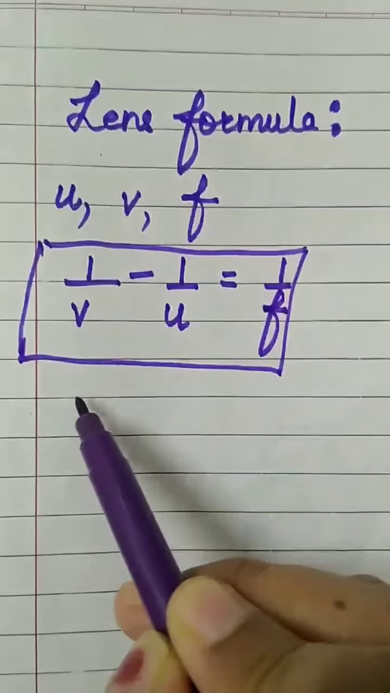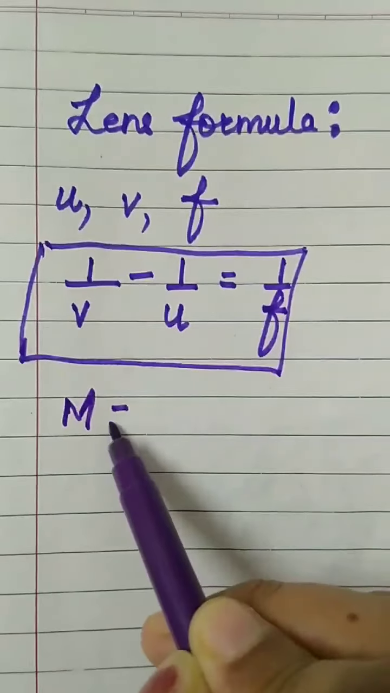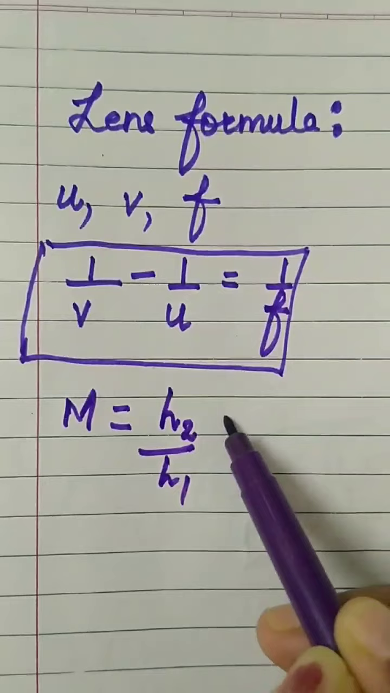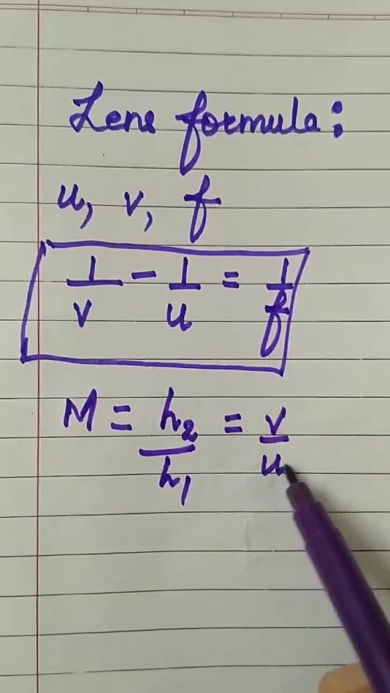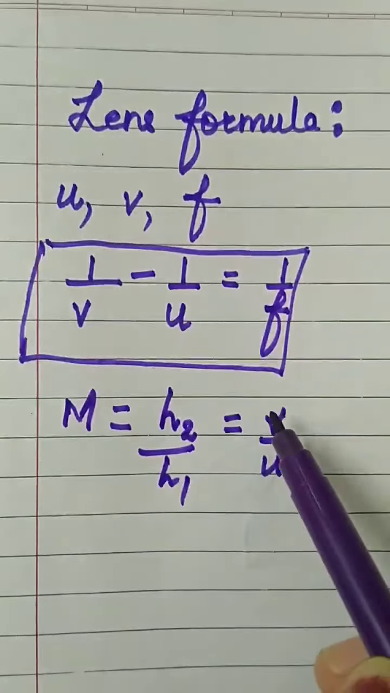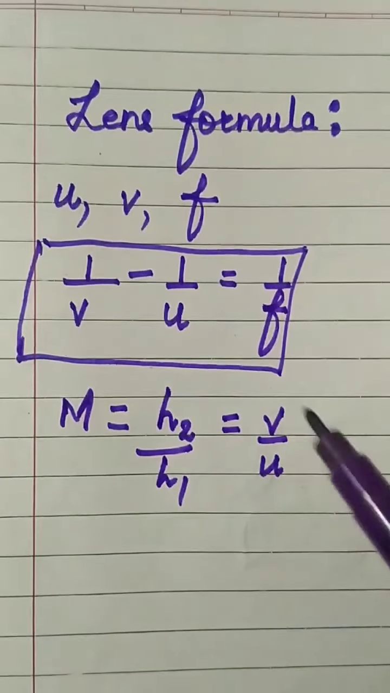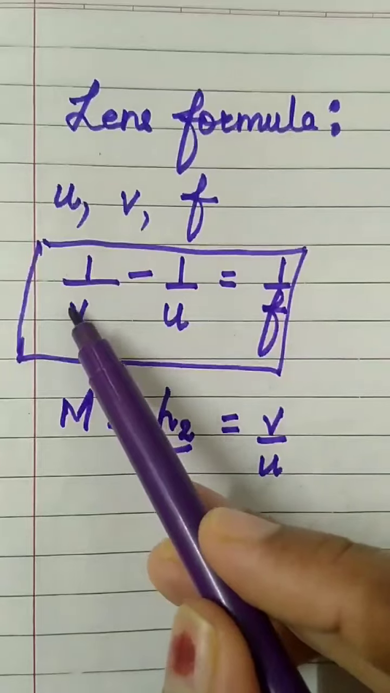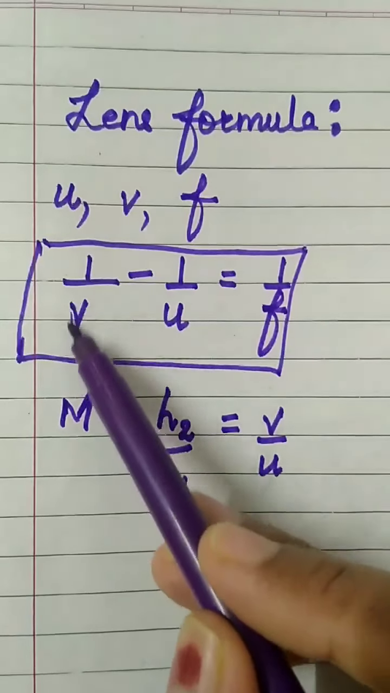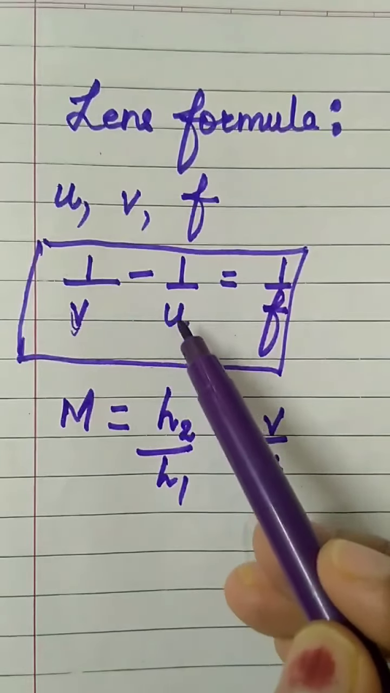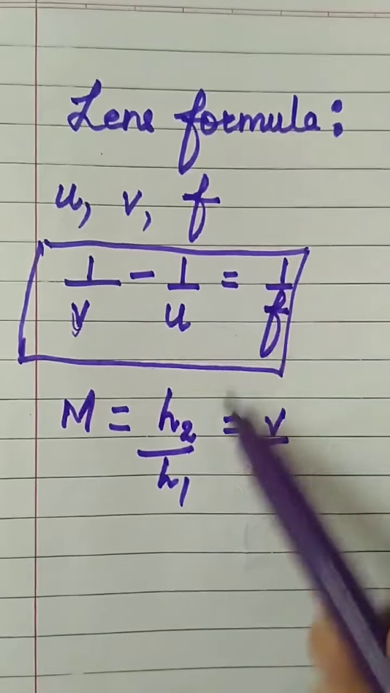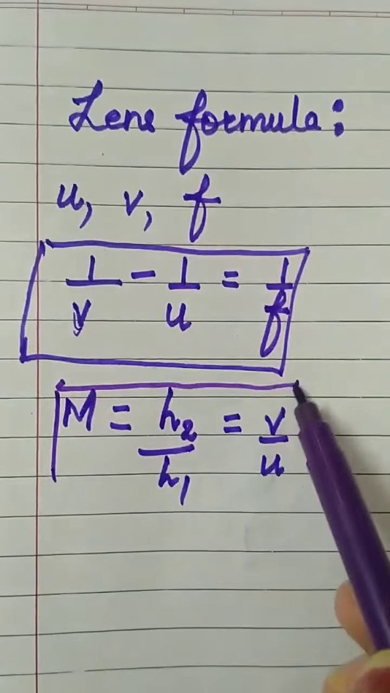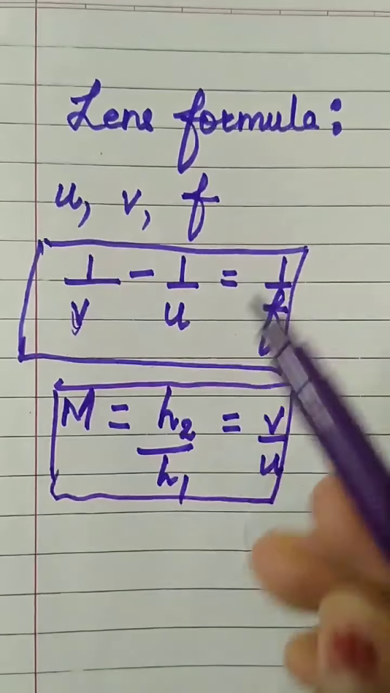Okay. The next formula that you have to keep in mind is the magnification formula. Very easy. h2 upon h1 is equal to v upon u. Okay. V, U. First V, then U. First V, then U. Don't be selfish. First all of us together. Like that you remember. V, then U, is equal to 1 upon f. So this is the second formula that you have to remember, the magnification formula.